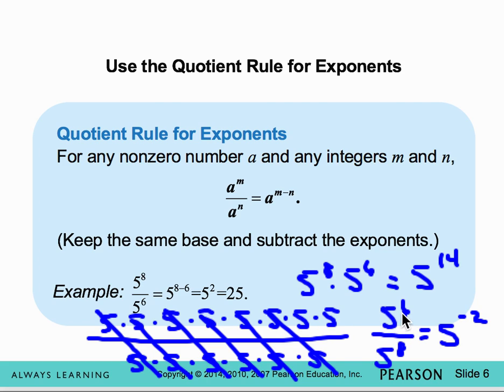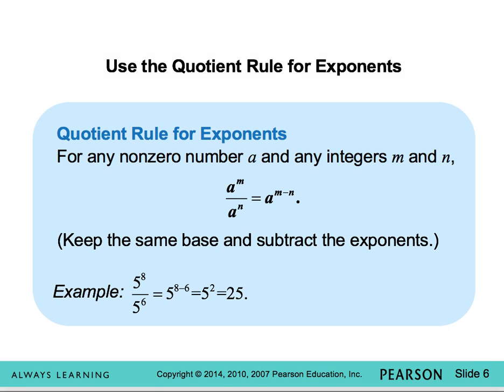And right here, if there's 6 of them on top and 8 of them on bottom, I know that 6 of them are going to get to cancel out. So 2 of them are going to be left in the denominator, which is going to be the same thing as this, but it saves me a step if I want to think about it that way.